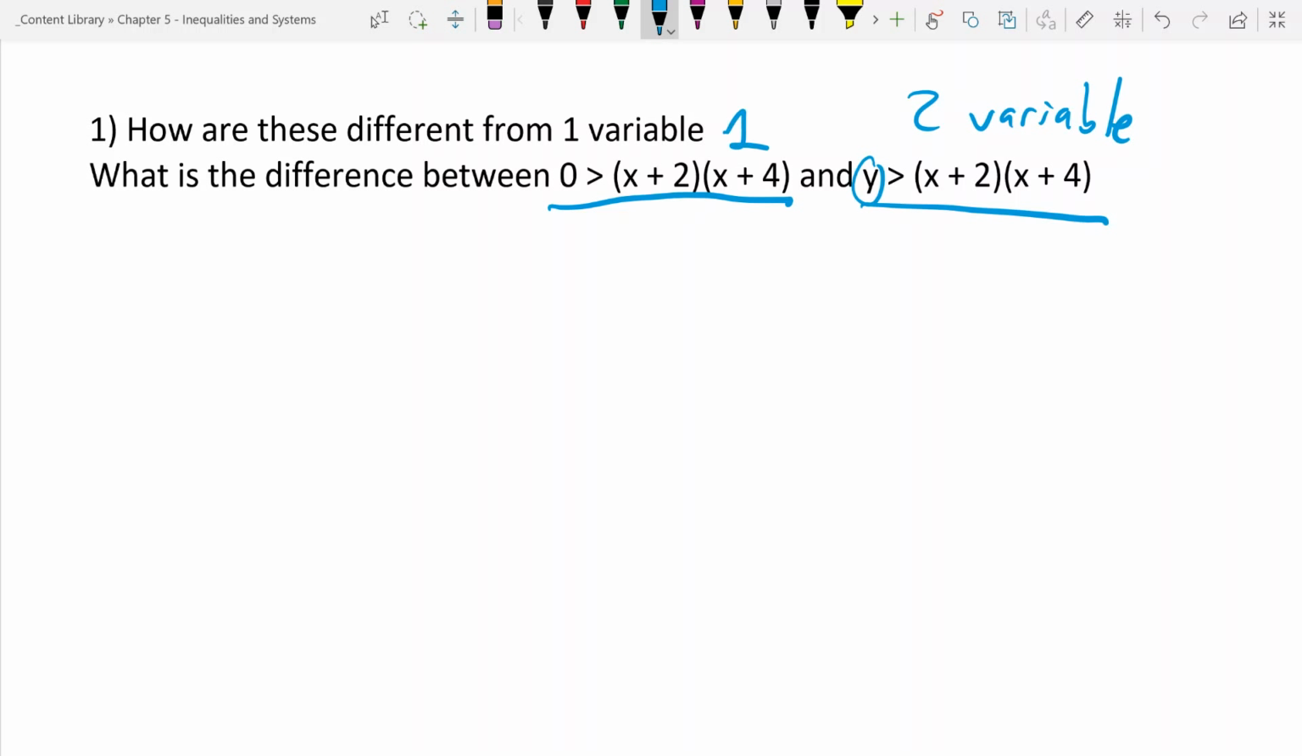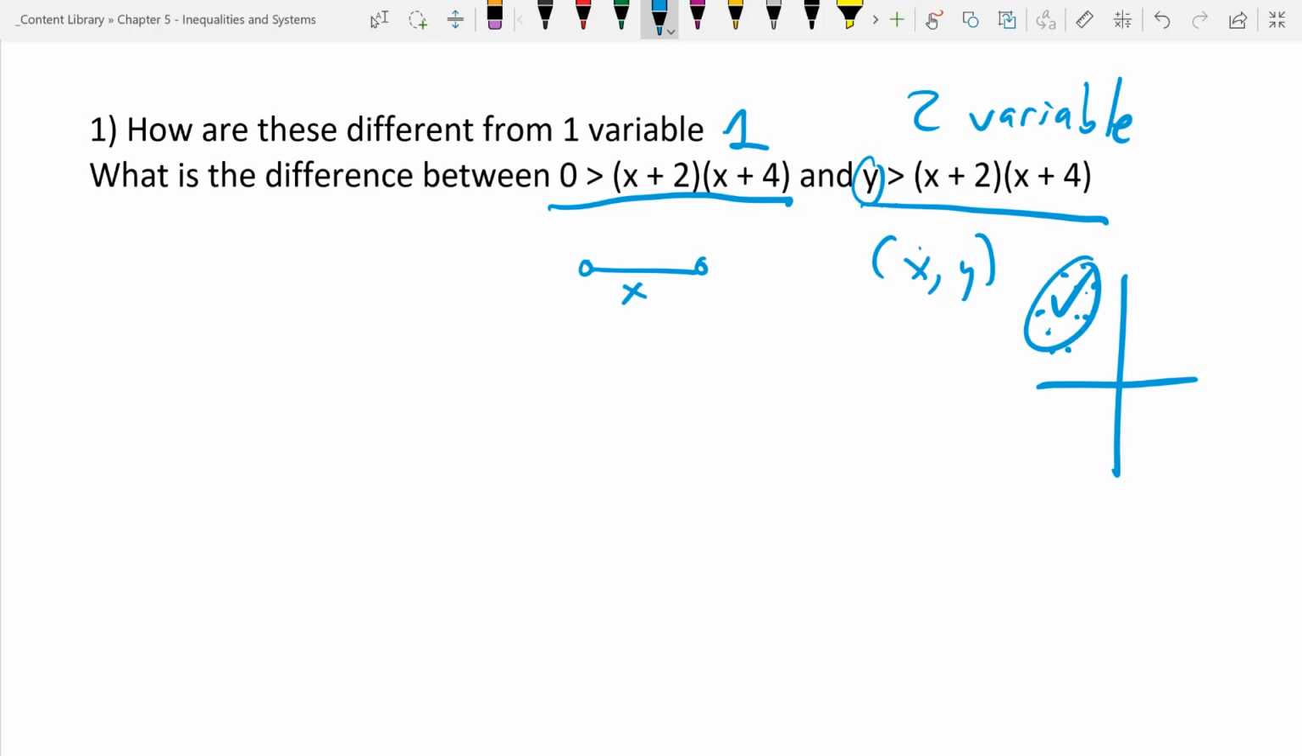So the main difference is when you had one variable, you're only going to get a range of numbers on a number line. These are your x values that are possible answers for the inequality that satisfy it. In this situation, you're going to get a lot of answers, basically xy points on a graph. There's going to be a bunch of them that satisfy this inequality, and a bunch that don't. So we need to find all of the points that are going to satisfy it.